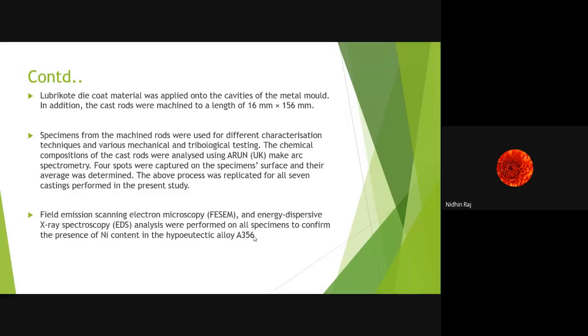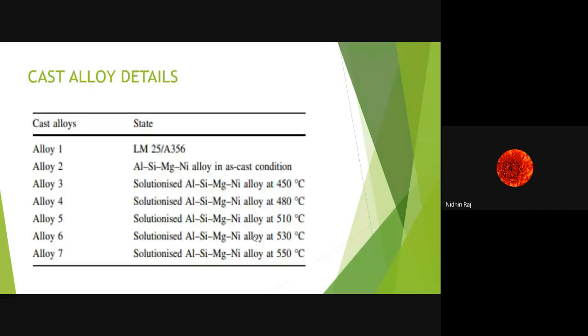Now moving on to the various treatment conditions. So these were the 7 alloys produced in this study. Alloy 1 refers to LM25, that is base A356 without nickel. Alloy 2 refers to the aluminum silicon magnesium nickel alloy in the as-cast condition. Alloy 3 refers to the combination solutionized at 450 degrees. Alloy 4 refers to the solutionized alloy at 480 degrees. Alloy 5 refers to solutionized alloy at 510 degrees. And then alloy 6 refers to solutionized alloy at 530 degrees. And then alloy 7 refers to solutionized alloy at 550 degrees Celsius.